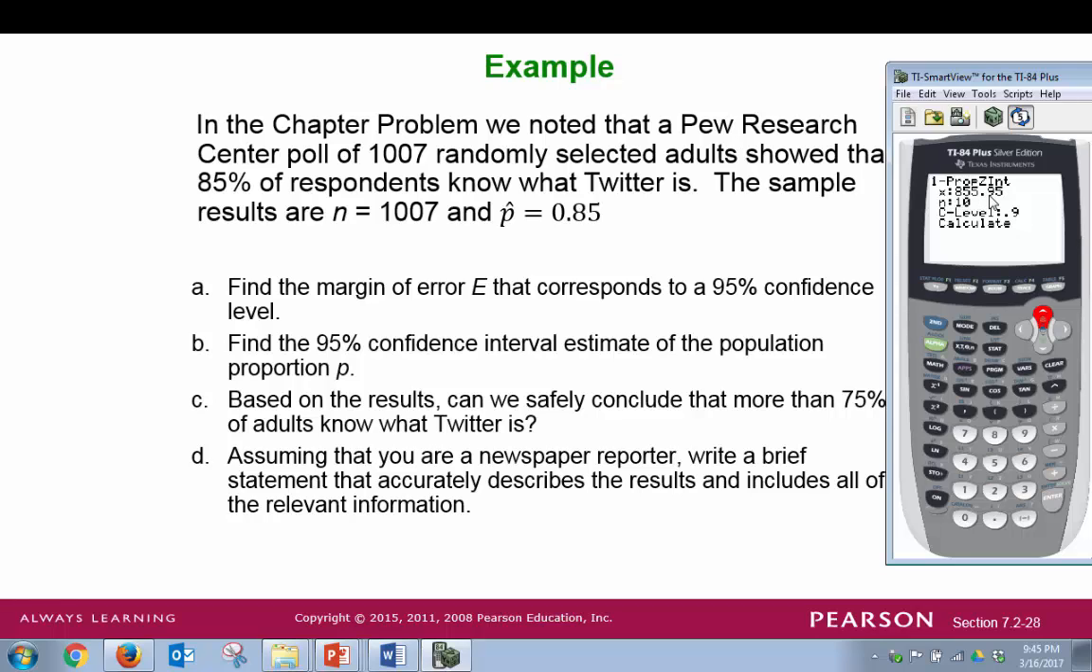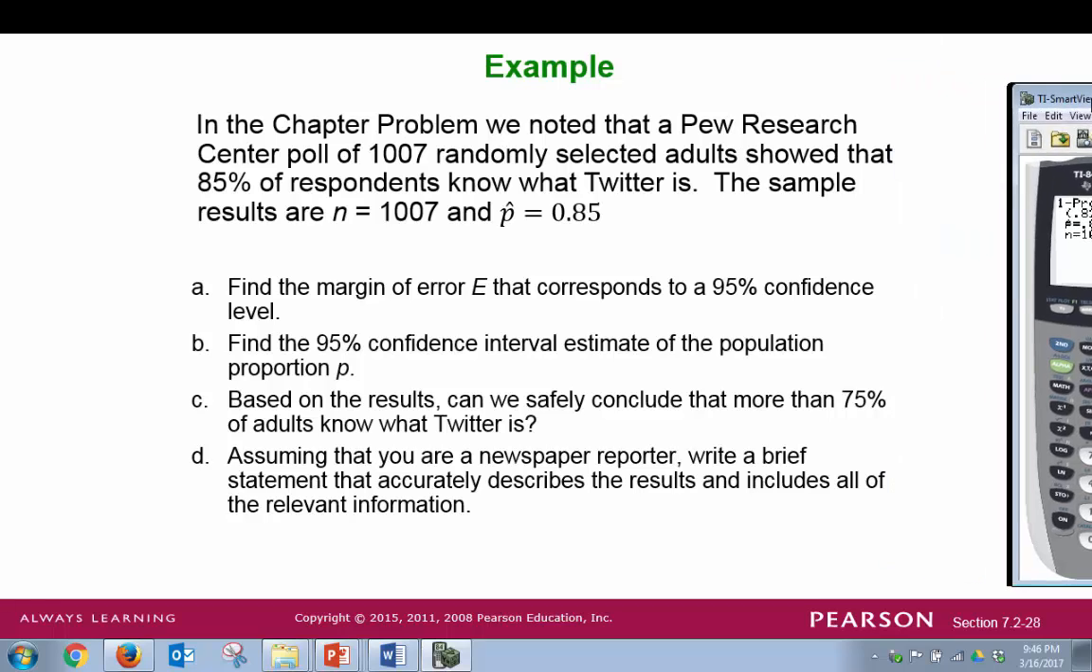So I have 855.95, so I'm going to round off to the nearest whole number, so that's going to make this 856. Now the next thing that they're asking for is the sample size N, and so that's 1,007. And then finally it's looking for a confidence level, and the confidence level that we're looking at is a 95% confidence level. So I'll type 0.95. Okay, let's ask it to calculate, and hopefully we get the same answers that they did.